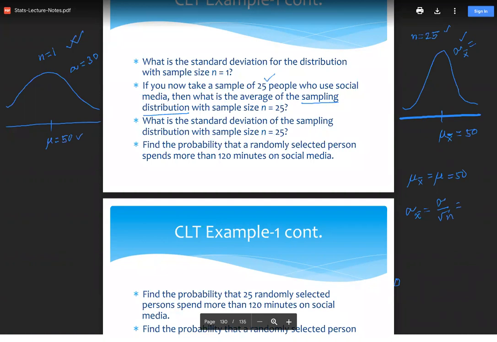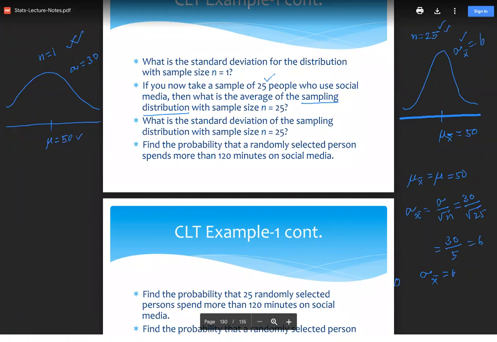But sigma is 30, right? The square root of n, where n is the sample size, is the square root of 25. So 30 over the square root of 25 is 30 over 5, which is 6. So sigma sub x bar is 6.